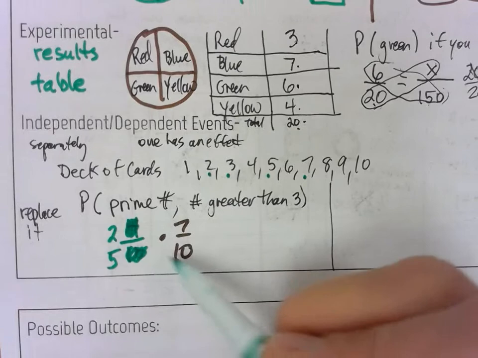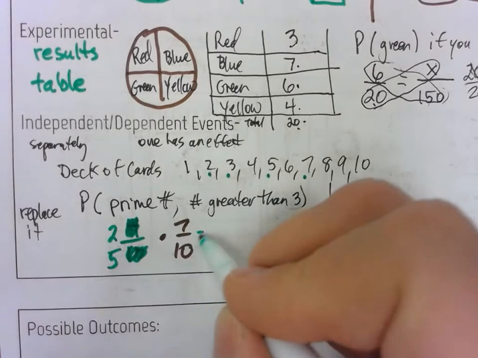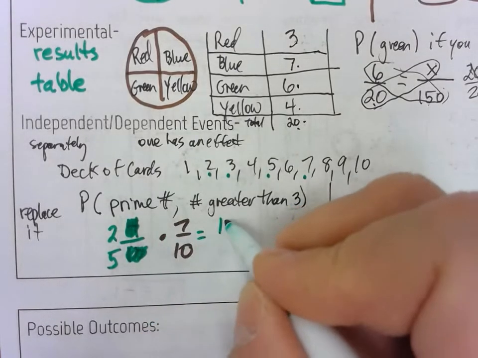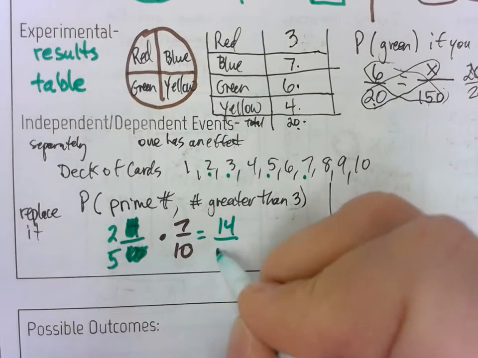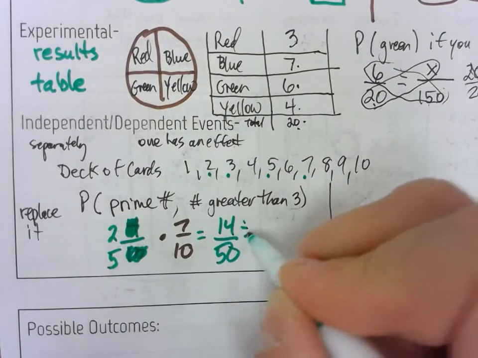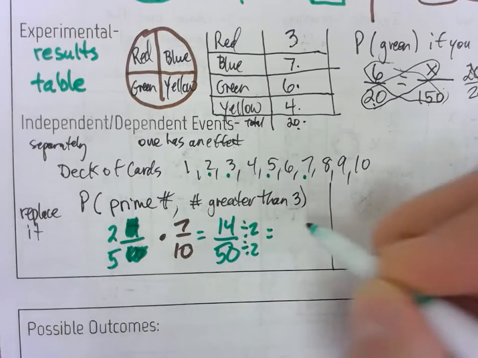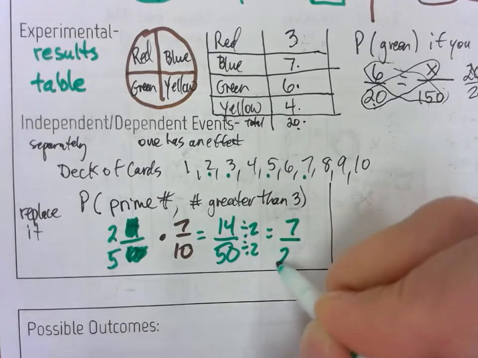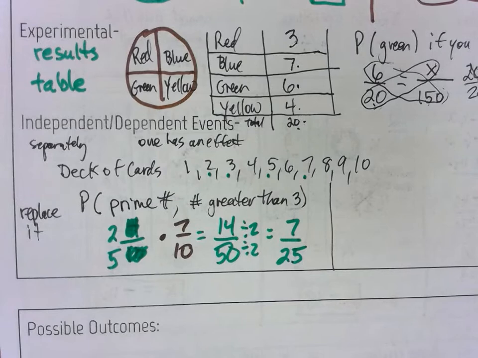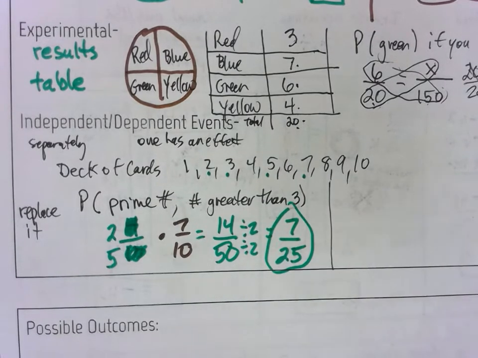Now, you could go ahead and cross-reduce those as well, but I'm just going to go ahead and multiply from here. 2 times 7 is 14. 5 times 10 is 50. And then, of course, I can divide both of those by 2 and simplify it down to 7 25ths. 7 25ths is what we're looking for. That would be if you do it as an independent event where you replace the card into the deck.